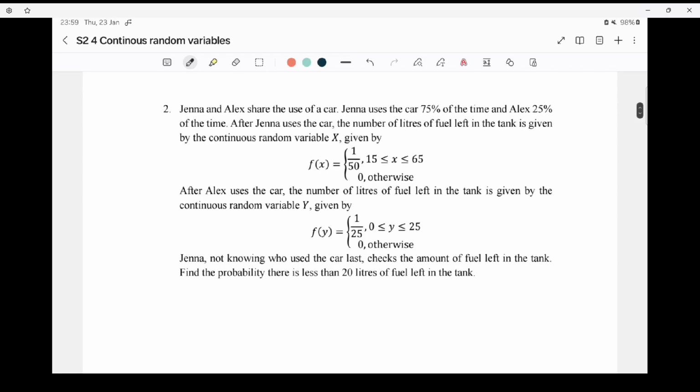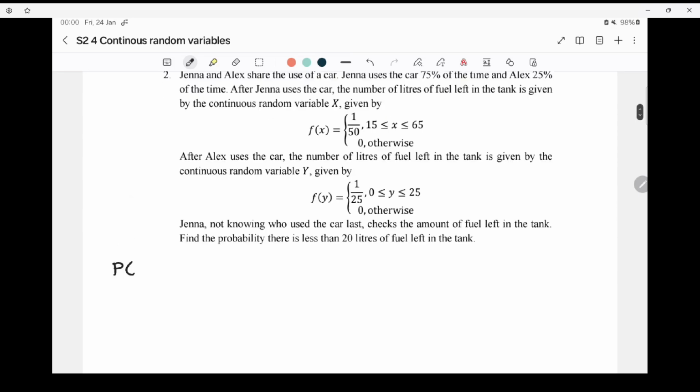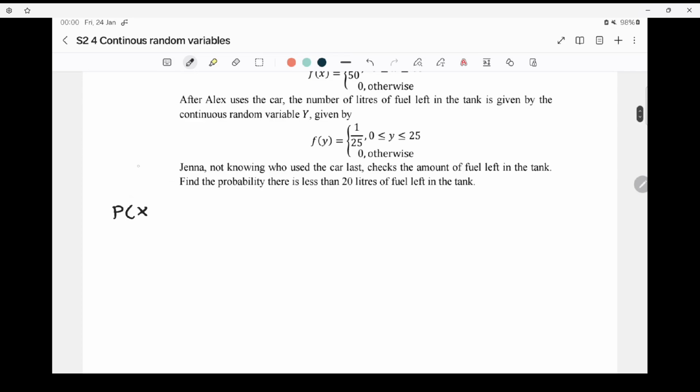Second question. Jenna and Alex share the use of a car. Jenna used 70% of the time, Alex 25%. After Jenna used the car, the number of liters will become that. After Alex used the car, the number of liters will become that. Not knowing who used the car last, check the amount of fuel, find the probability it is less than 20 liters. So what you need to find is basically P(X less than 20).